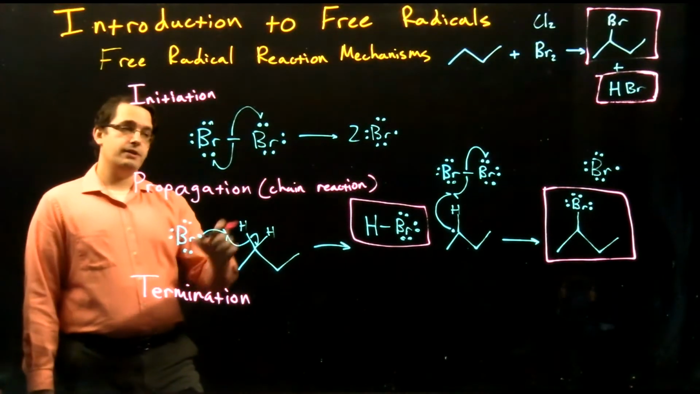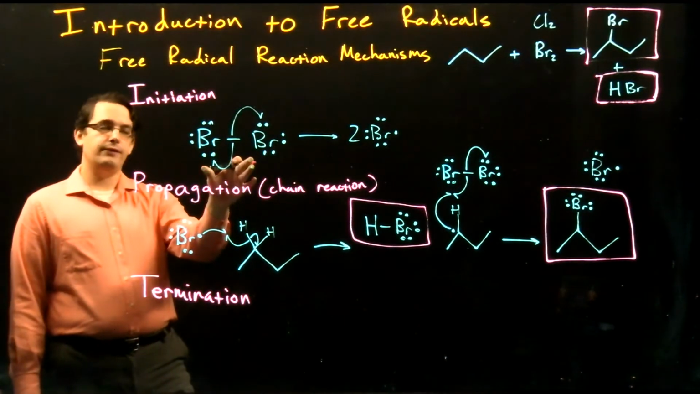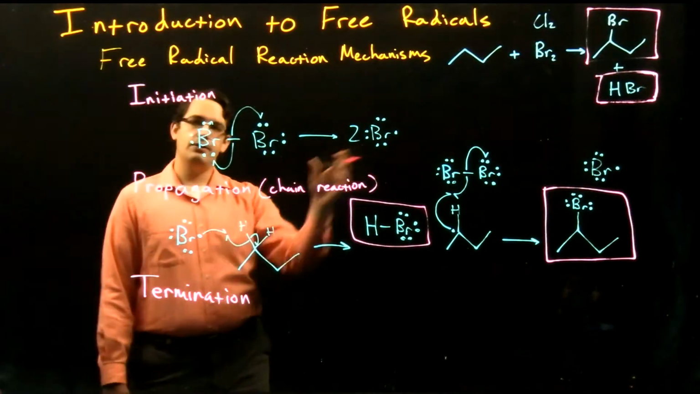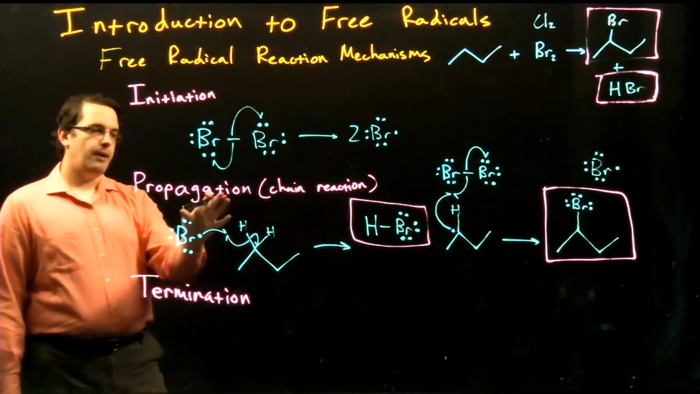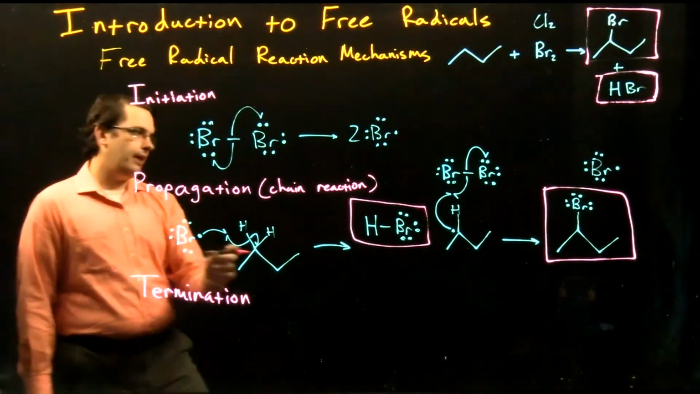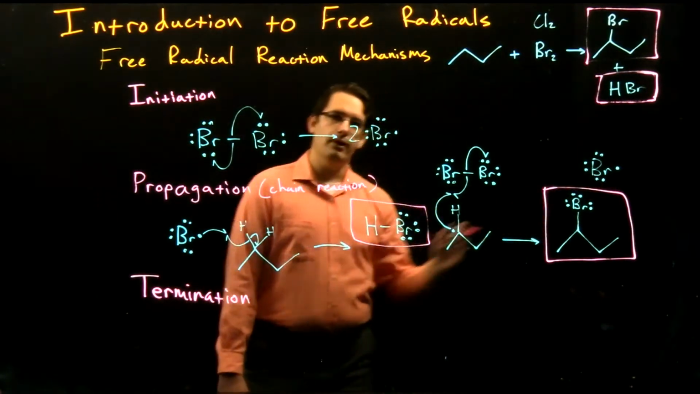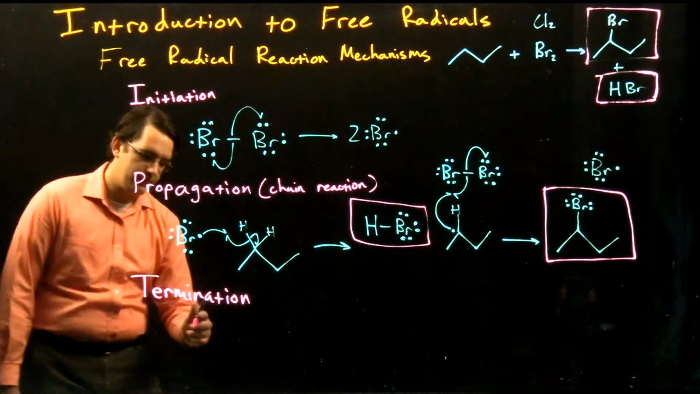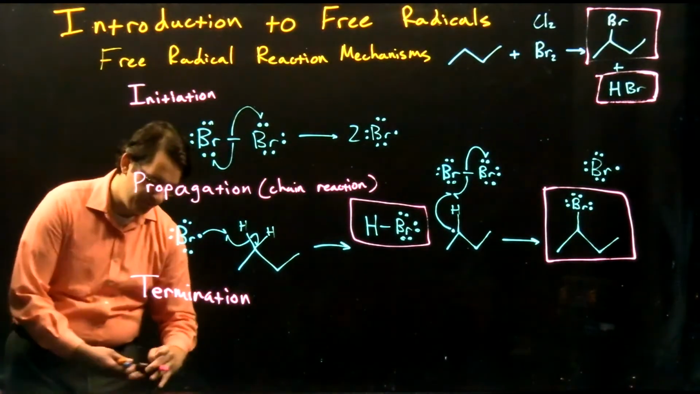So in our initiation step, we started with no free radicals, and we broke apart our bond in a homolytic bond cleavage to get 2 free radicals. In our propagation step, we start with 1 free radical, and we end with 1 free radical. And then in our termination step, we're going to start with 2 free radicals.